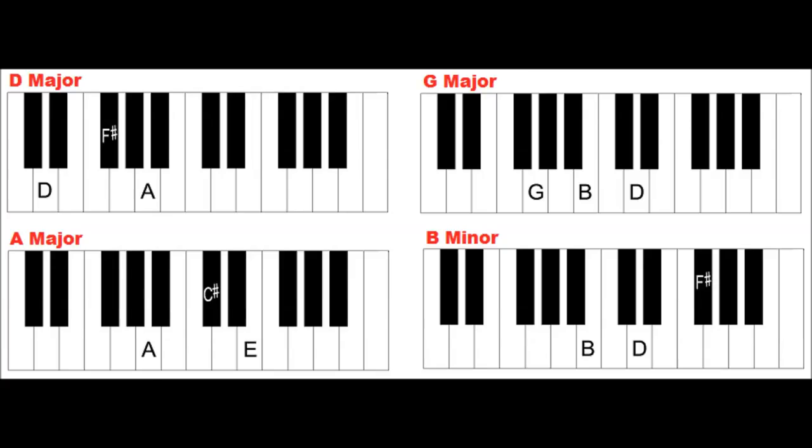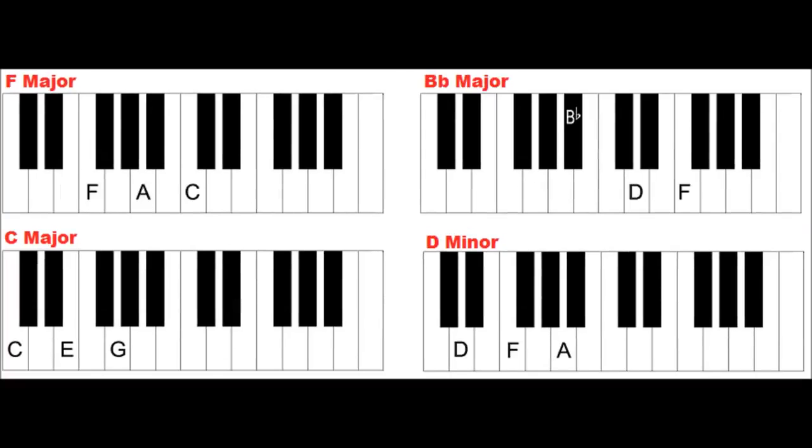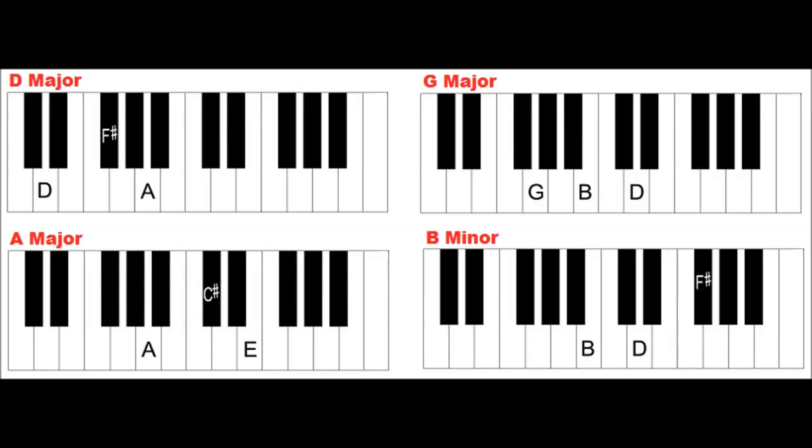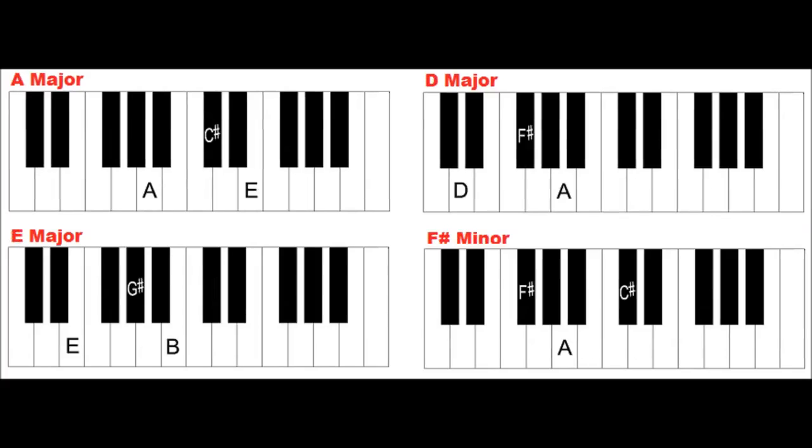Now that you know the keys of C, F, G, and D, you can now learn the four basic chords in the key of A. These chords are A, D, E, and F sharp minor. We have already looked at the chords A and D, but we shall list them again, along with other chords in the key of A.